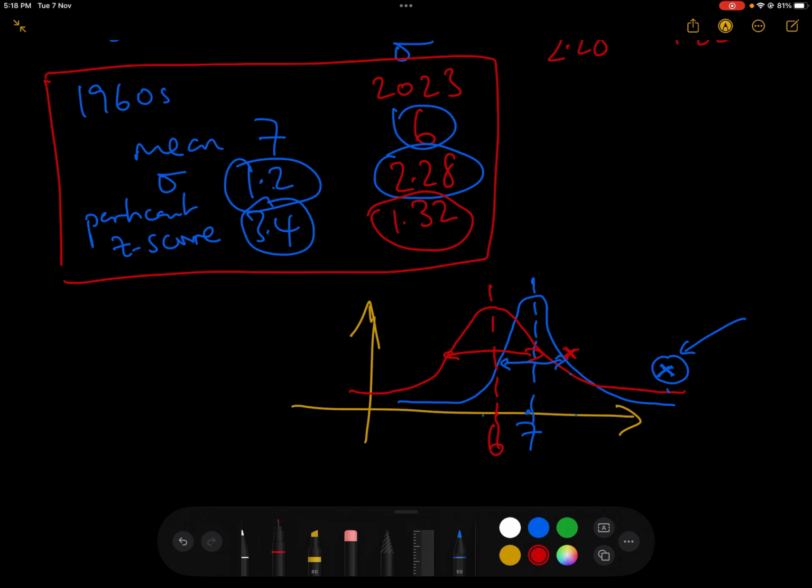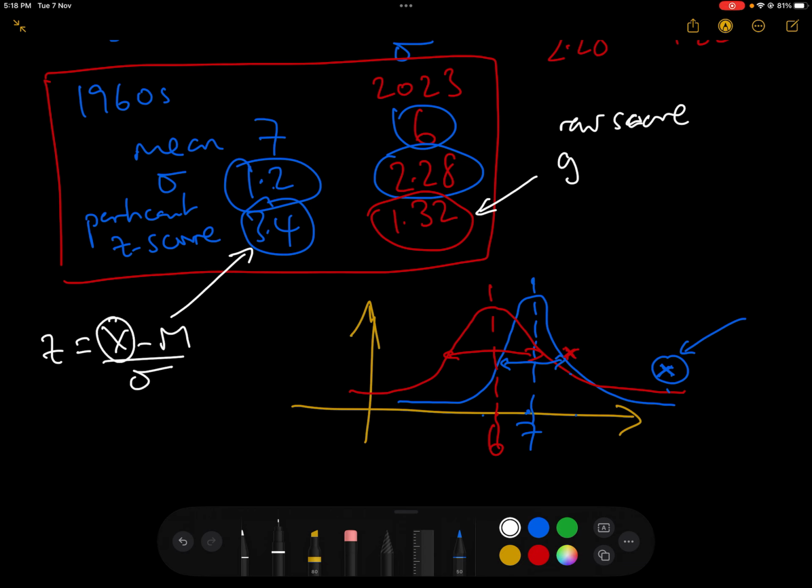One final thing before we finish this video: if we wanted to find the participant's raw score, we have the raw score of the participant in 2023, which was 9, and his z-score is 1.32. But if we only have the z-score of a person, how do we find the raw score? Because the z-score is equal to x minus m over sigma, the raw score equals z sigma plus m.